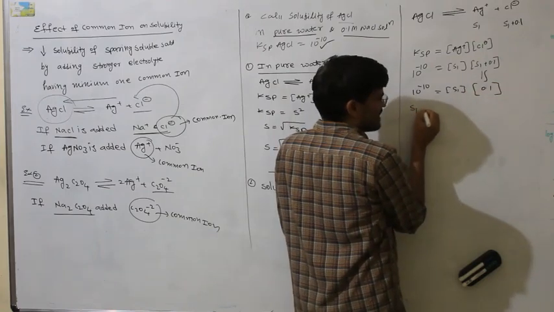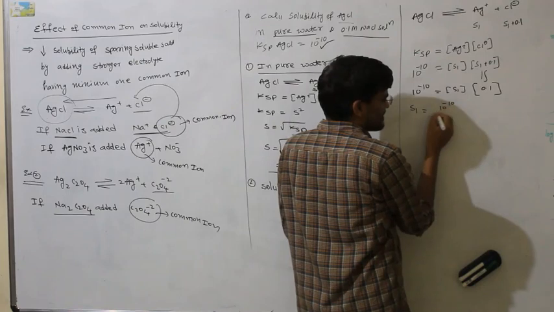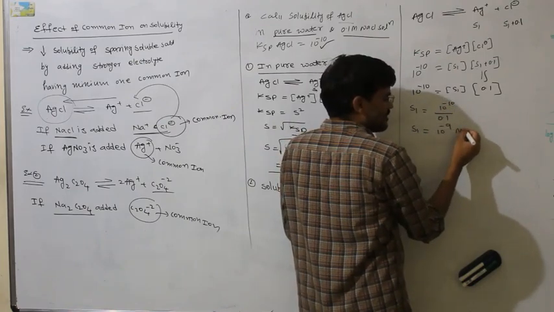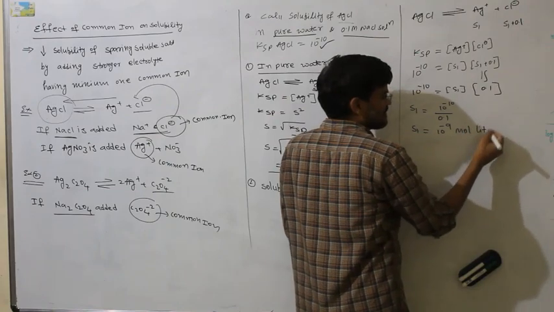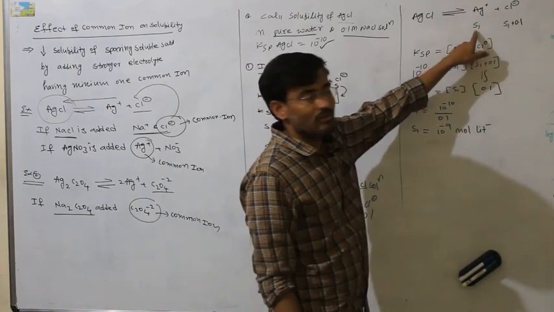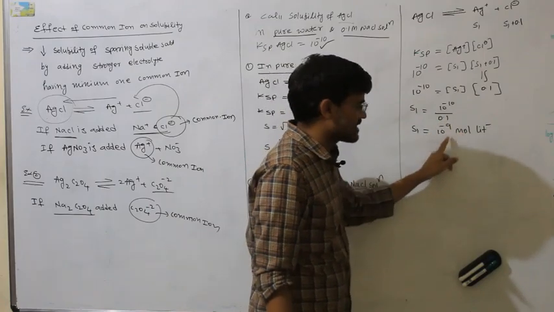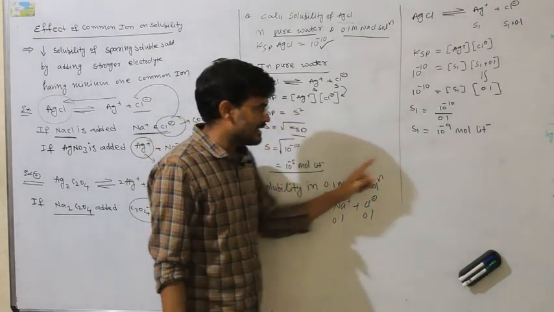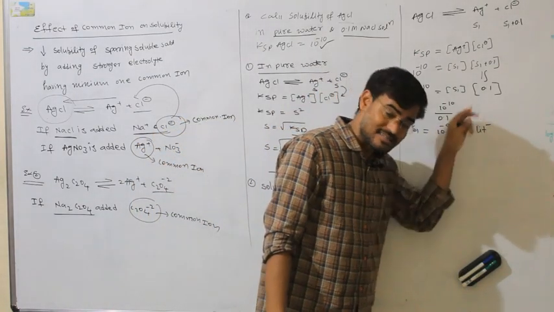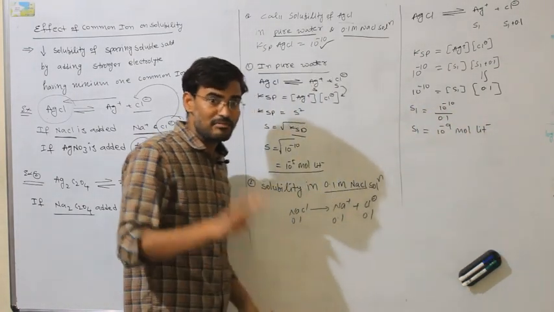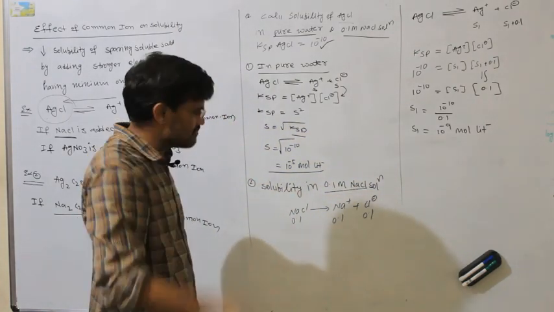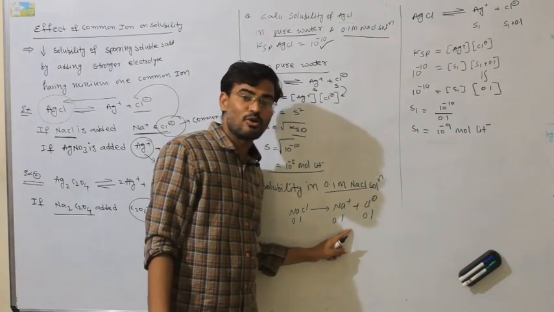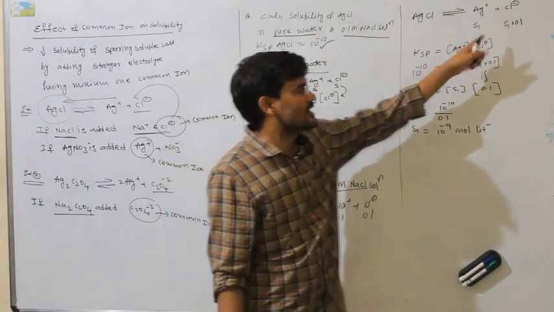So this S1 is equal to 10 power minus 10 by 0.1, that is S1 is equal to 10 power minus 9 mole per liter. So the new solubility we have is 10 power minus 9. In pure water it was 10 power minus 5, here 10 power minus 9. Suppressed. How many times suppressed? 10 power 4 times, which means the solubility of silver chloride is decreased 10,000 times in 0.1 molar NaCl. That is due to the common ion effect.